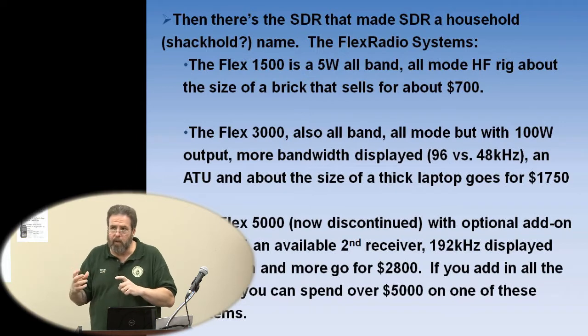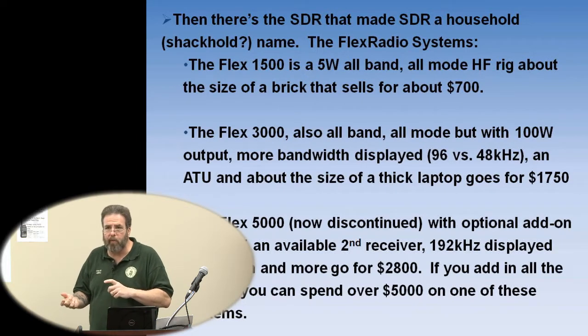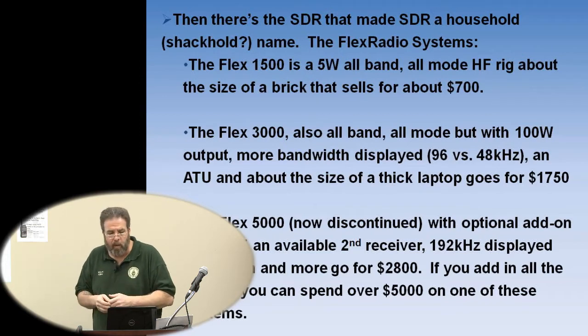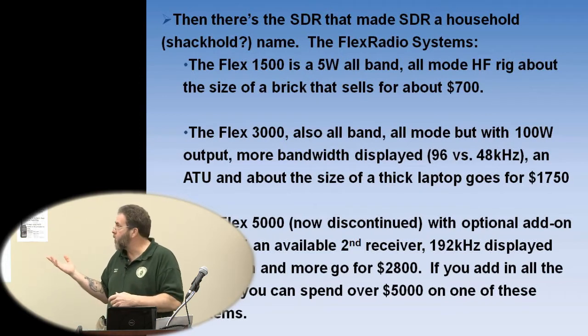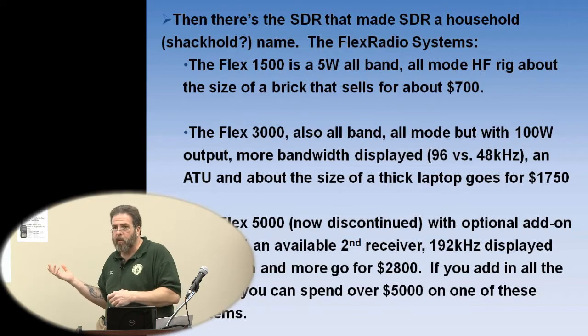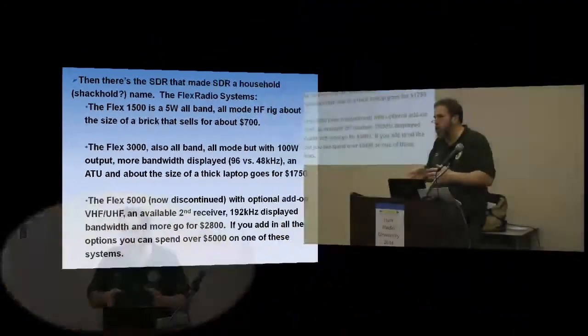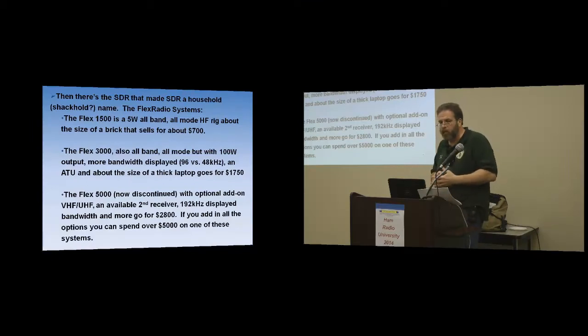The 1500 is a USB device, and will let you look at 48 kilohertz of spectrum at a time. And I find it's enough. The 3000 doubles that to 96 kilohertz. And then the 5000 will give you a full 192 kilohertz, which is like what your top-end sound card will give you. The 5000, since they came out with the 6000 series, has been discontinued.